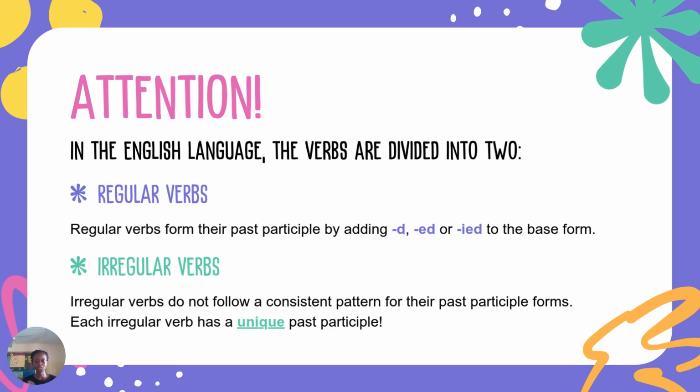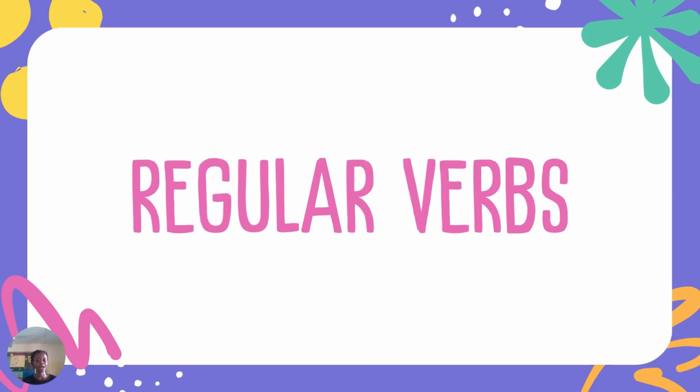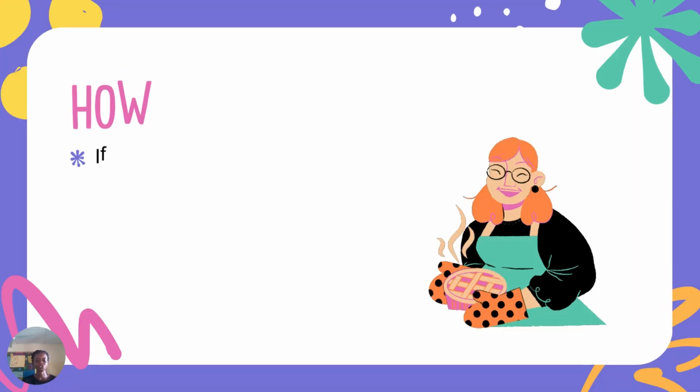For regular verbs, it's quite easy. You can easily get a past participle by adding d, ed, or ied. And for irregular verbs, there is no consistent pattern of past participle form. So it's going to be a little bit tedious, but at the end of the day, very simple. So now we're going to be looking at some verbs and how their past participle forms are gotten by adding the letters we previously mentioned.